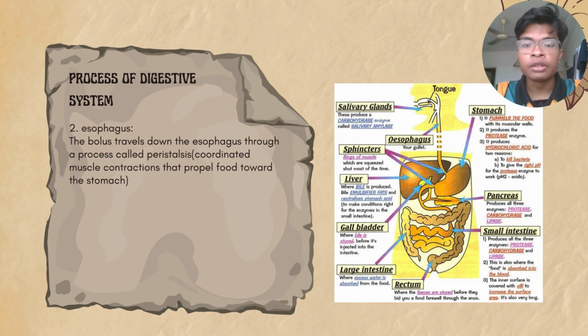After we swallow, the bolus will travel down the esophagus through a process called peristalsis, which is the coordinated muscle contraction that propels food toward the stomach. The esophagus is just like a tube for the bolus to enter from the mouth to the stomach.